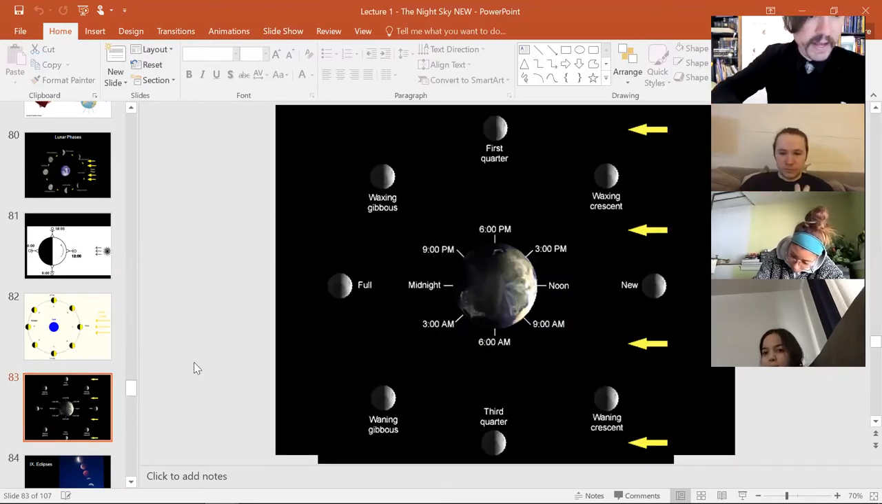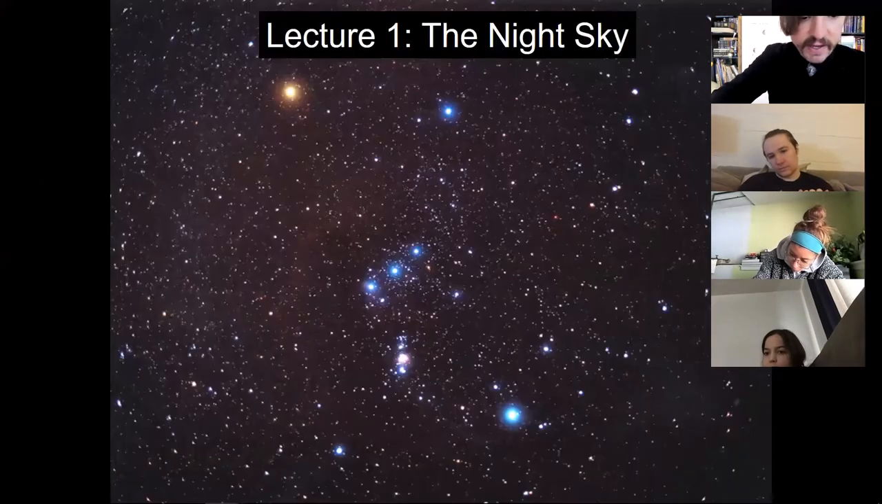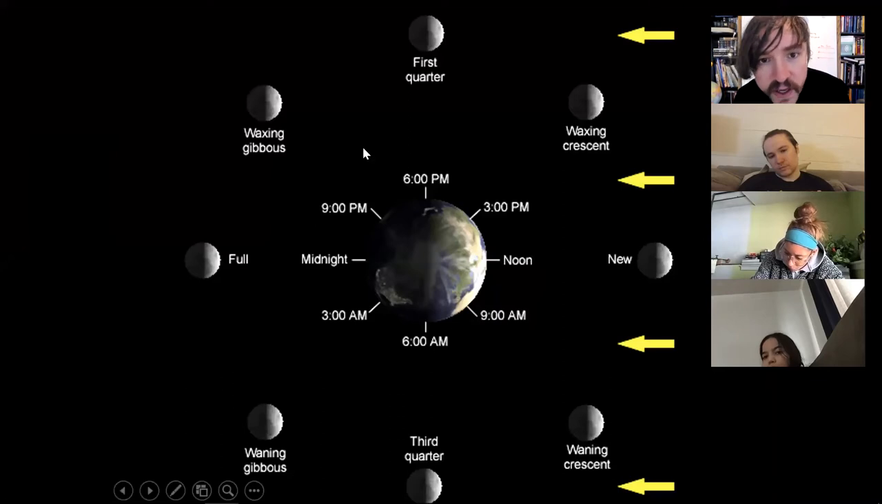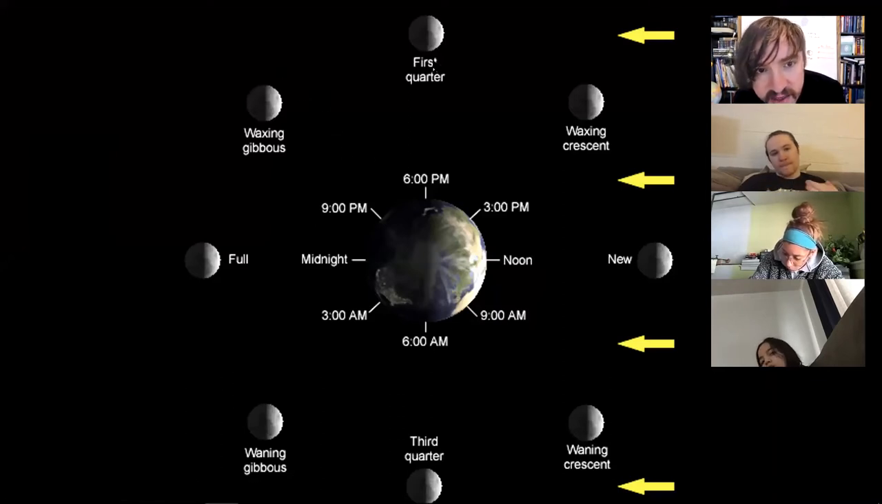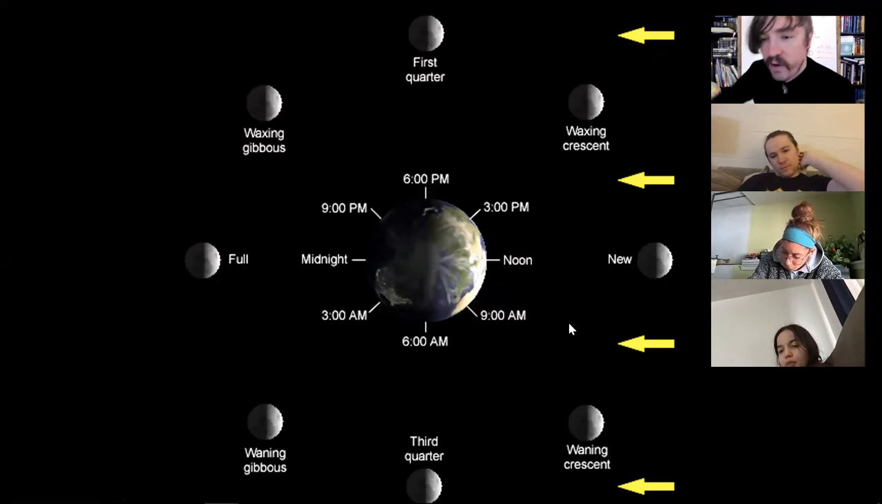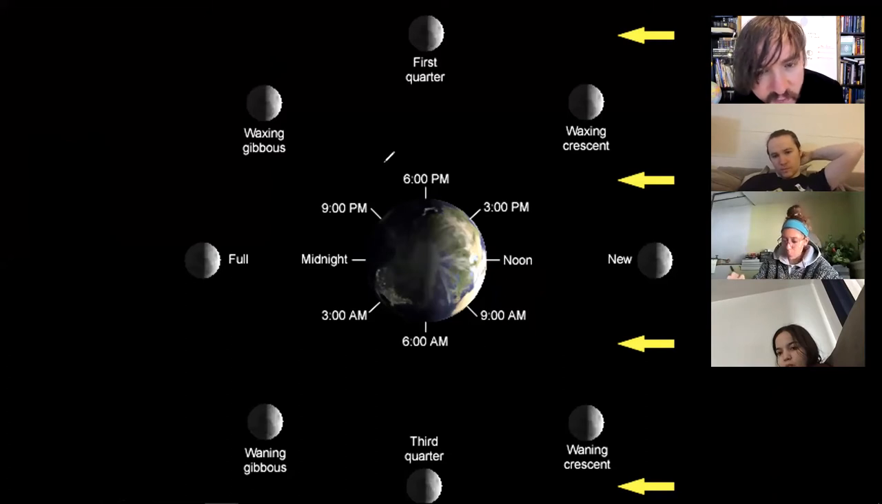So far, we've drawn a picture that looks kind of like this, or probably this is a better version. And all we've done so far is label the moons, and we can see that the nighttime side of the moon is always facing away from the sun. Now we want to understand how we get the shapes that you see on the sky. And to do that, I'm going to use this drawing tool here.